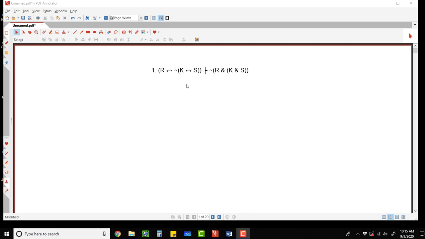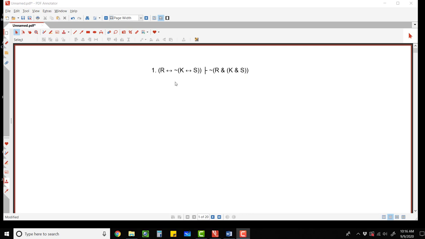So what we're looking at here is an argument with only one premise, R if and only if it's not the case that K if and only if S, and there is always only one conclusion. In this case, it's not the case that R and K and S. So the question we're trying to ask is, is this a valid argument? Another way of asking this is, does the premise imply the conclusion?